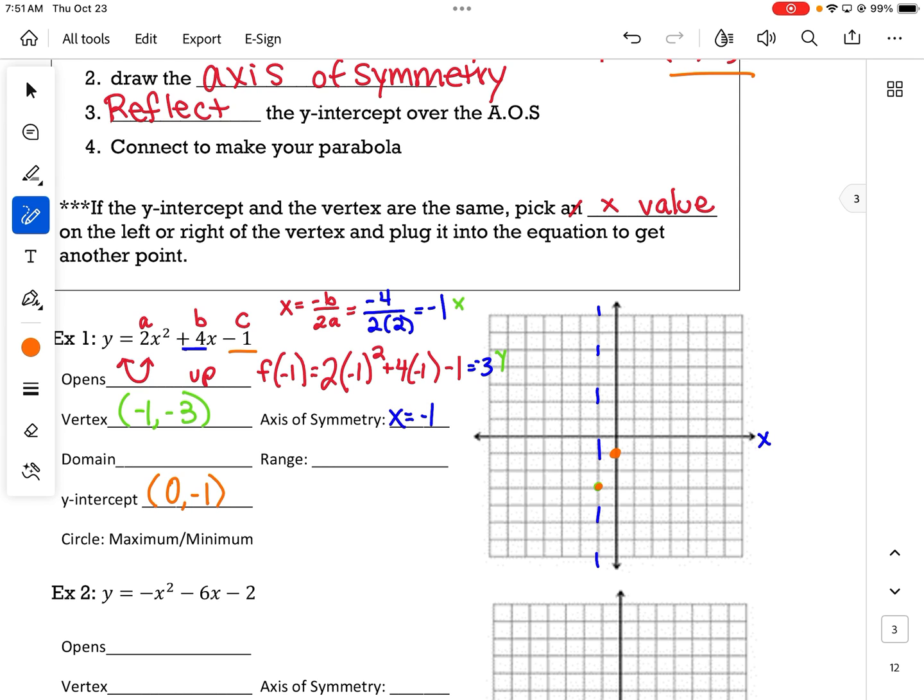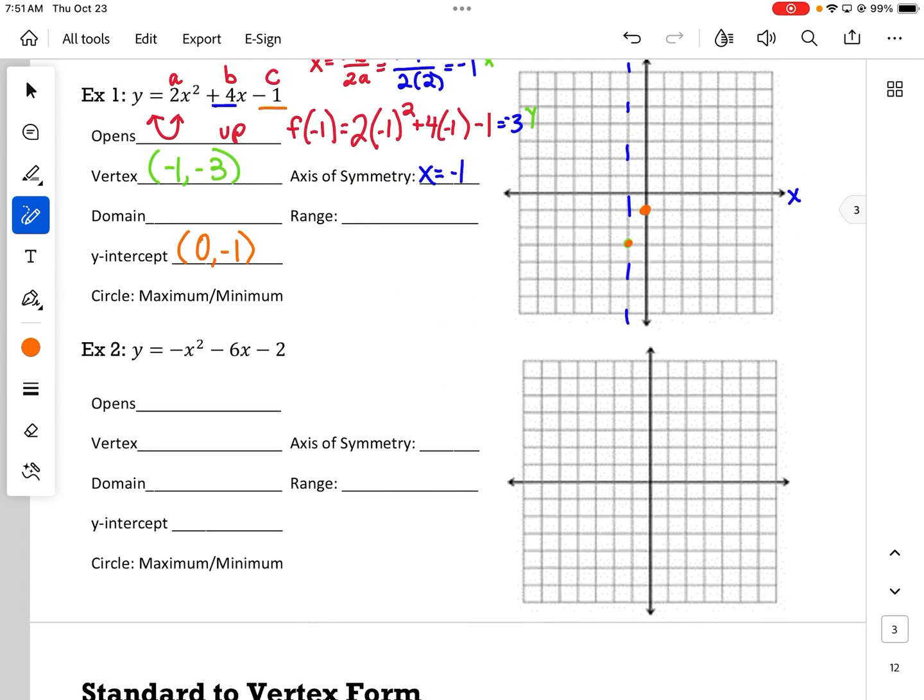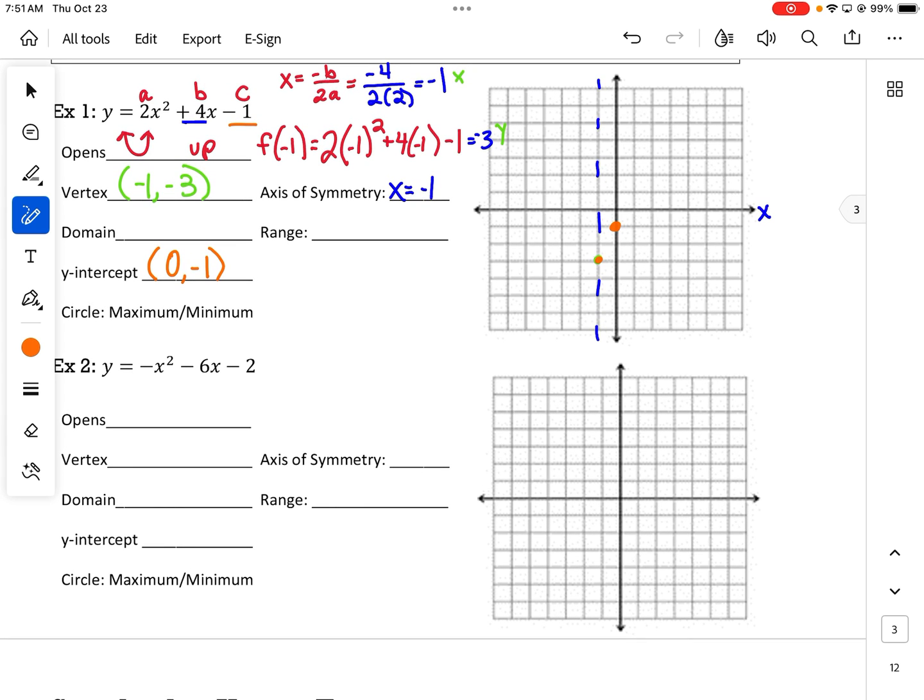The instructions say, reflect the y-intercept over the axis of symmetry. So here's our axis of symmetry. To reflect, I would see how far away it is from our AOS. It's 1. So I go 1 to the other side. So I'm going to put that point right here. That's how you reflect it.